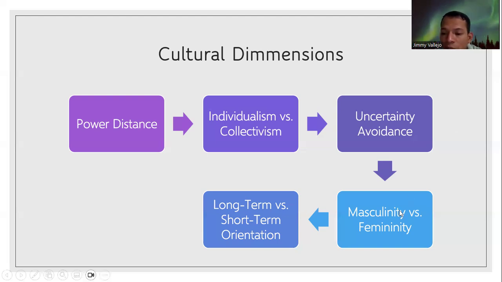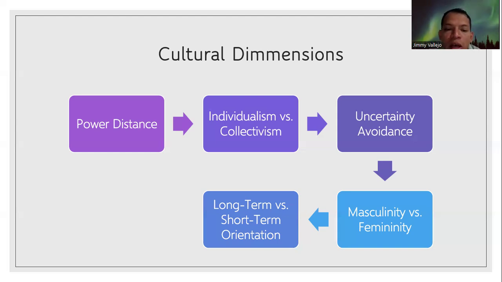The next is masculinity versus femininity. In masculine culture, competitiveness and material success are highly valued. On the other hand, we have feminine culture, where cooperation and quality of life are more important than material things. And the last one is long-term and short-term orientation.